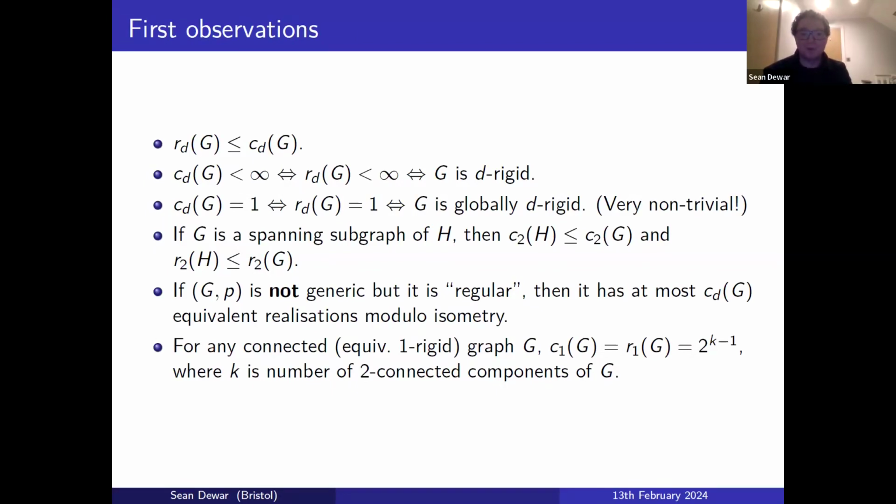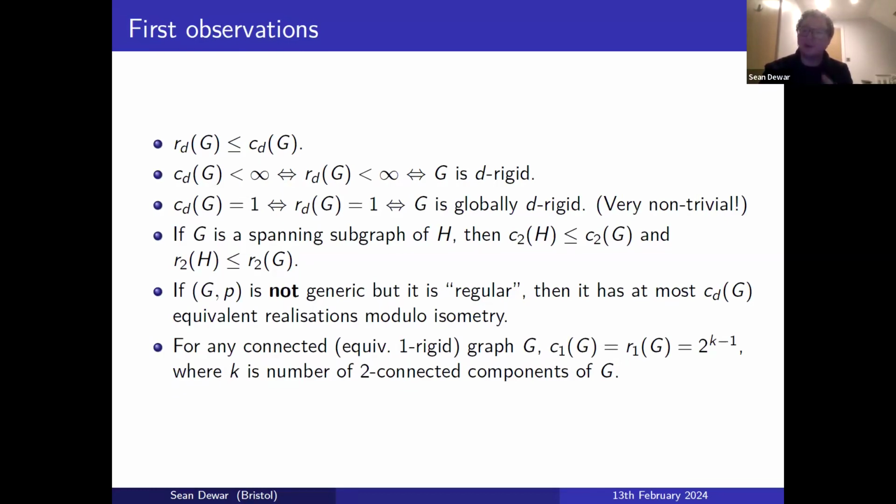There are some obvious ones. If I take a graph H and I have a spanning subgraph of it, then the spanning subgraph has to have more realizations than the graph. This is just because when you throw in extra edges, you're adding extra distance constraints, which limits the number of realizations.